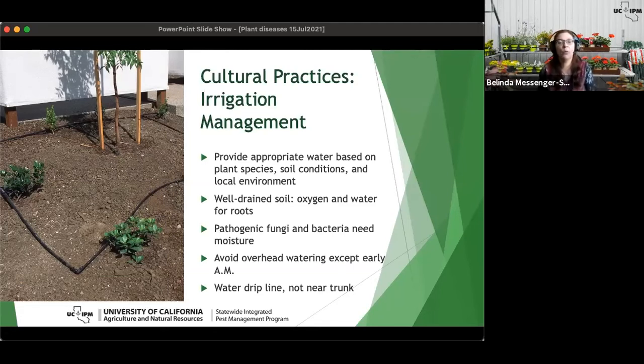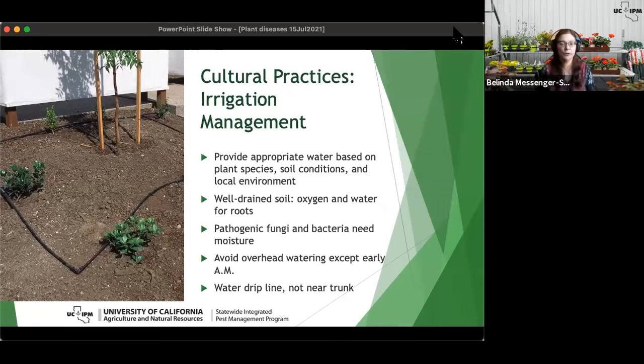Plant roots need both oxygen and water. So manage your irrigation so that the soil drains well. Most pathogenic fungi and bacteria, especially those that grow in the soil, need moisture to infect the plants. So you don't want to let your soil get waterlogged. For the most part, you're going to want to avoid overhead watering. Overhead watering can splash pathogens from the soil onto the leaves or from leaf to leaf. It also creates a conducive environment for pathogens to infect the plant hosts.